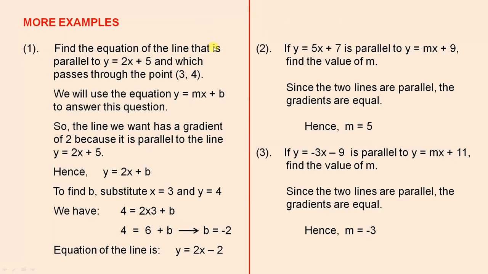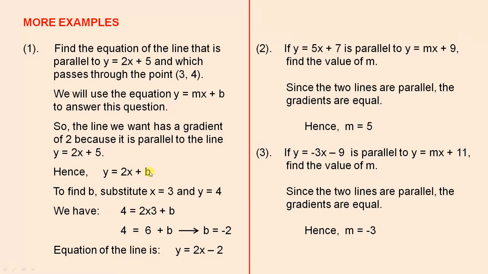Let's look at some more examples. Find the equation of the line that is parallel to y equals 2x plus 5 and which passes through the point 3, 4. We will use the equation y equals mx plus b to answer this question. So, the line we want has a gradient of 2 because it is parallel to the line y equals 2x plus 5. So we can write, hence, that the equation of the line that we want is y equals 2x plus b because it has a gradient of 2 because it's parallel to this line.